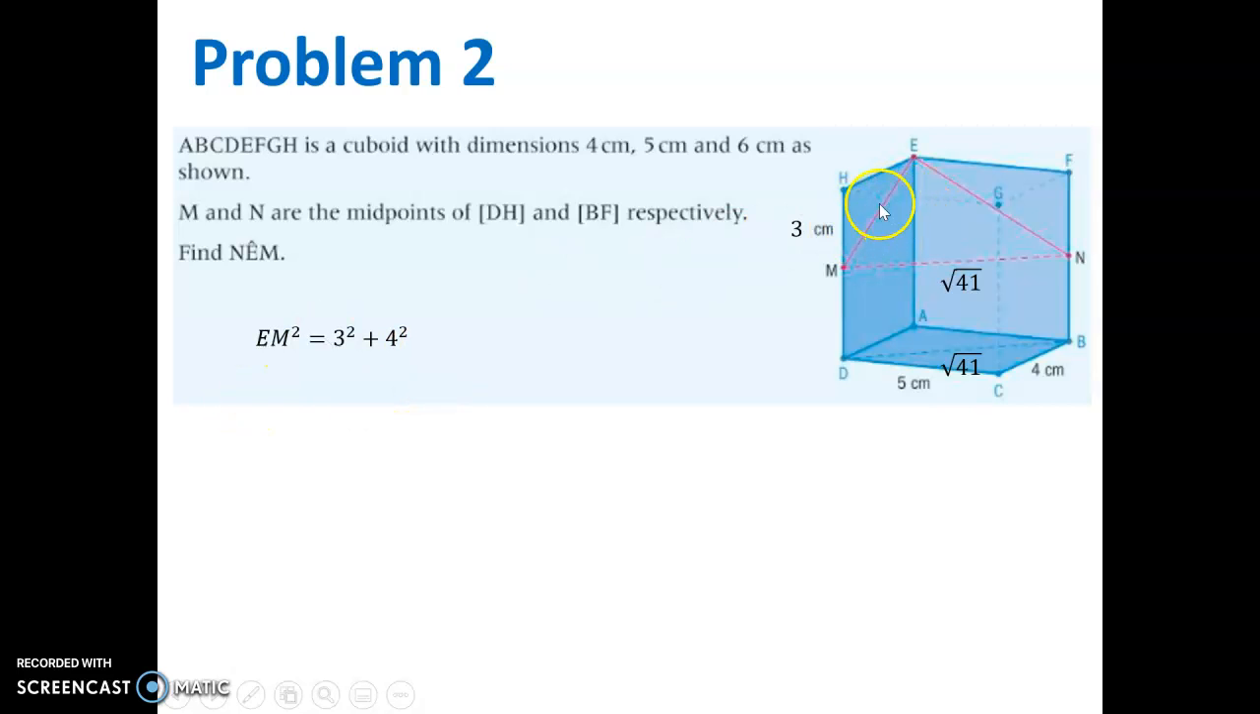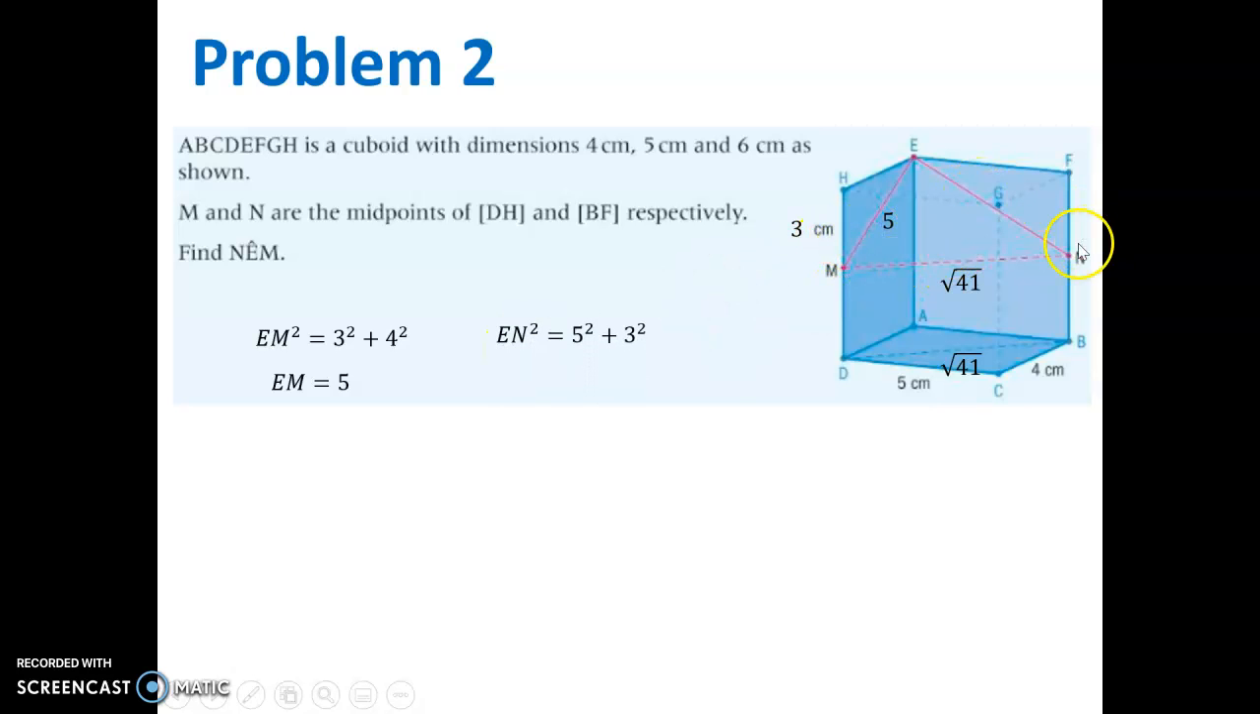But again, let's find these other measures. So if I'm looking for EM, I can use Pythagorean theorem in this little right triangle up here in this corner. And I'm going to say 3 squared plus 4 squared, because we know this length is 4, which means this is 4, equals EM squared. So EM is actually 5. This length is 5. Now find EN in a similar way. Can you find that?